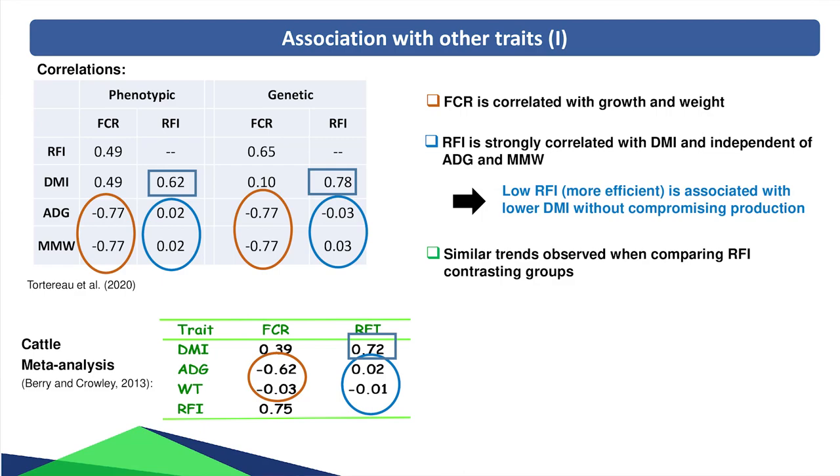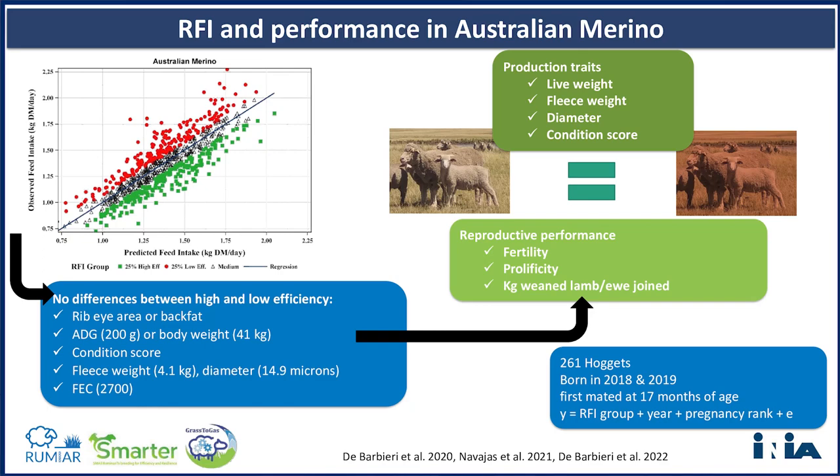And something similar: it's so difficult to record the data in a residual feed intake test that before you can build the databases for the estimation of genetic parameters, and especially for accurate estimation of genetic correlations, you need larger databases. So the first thing that everybody starts doing is comparing contrasting groups based on residual feed intake. These are some results that we have. The green values are the 20% high efficiency animals, and these are the inefficient animals.